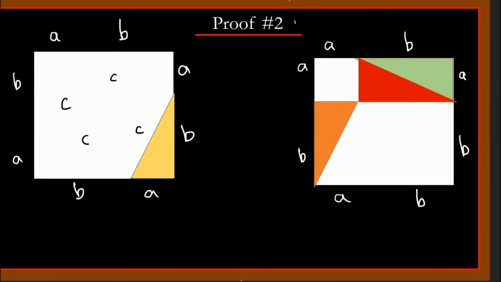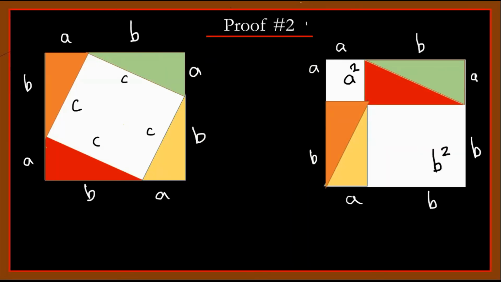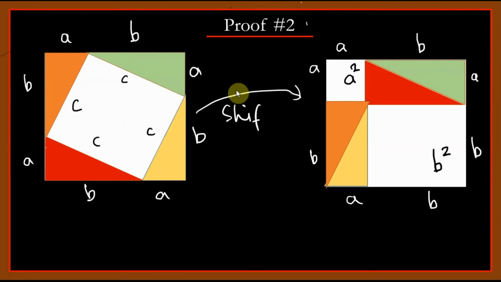The triangles are arranged in such a way that the smaller square has a side length of a and the larger white square has a side length of b. Therefore, the white space in both squares is the same, which implies that c square equals a square plus b square, which is the Pythagorean theorem. This proves that the Pythagorean theorem is true and the lengths of sides of right triangles are proportional.